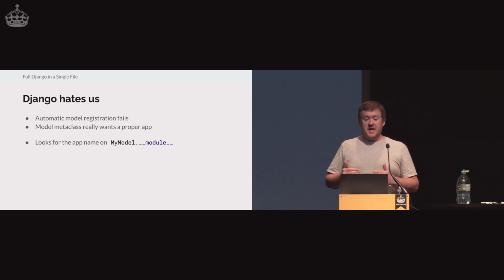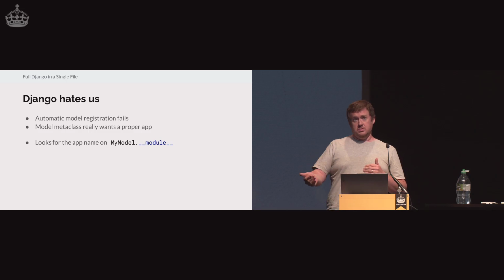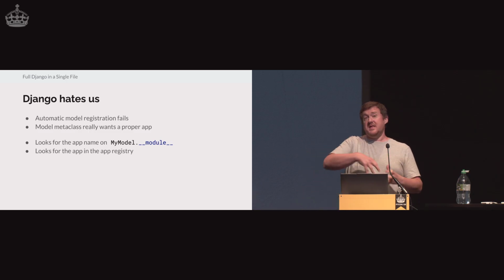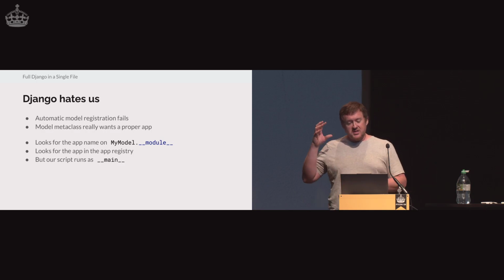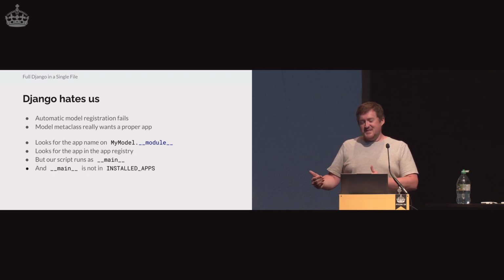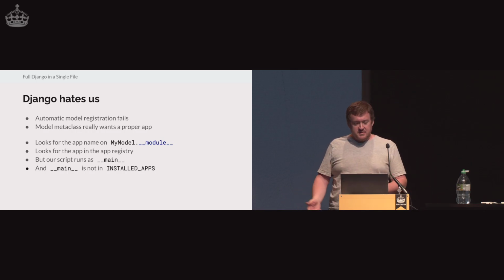It looks for the app name in the __module__ attribute of the model, and then it looks up the app in the apps registry so that it can register the model against it. But remember, our script is running directly, and the module name is __main__. And the registry can't find __main__ because we just fixed that. It's our file name now. So we're going to get a fatal error that __main__ isn't in installed apps.